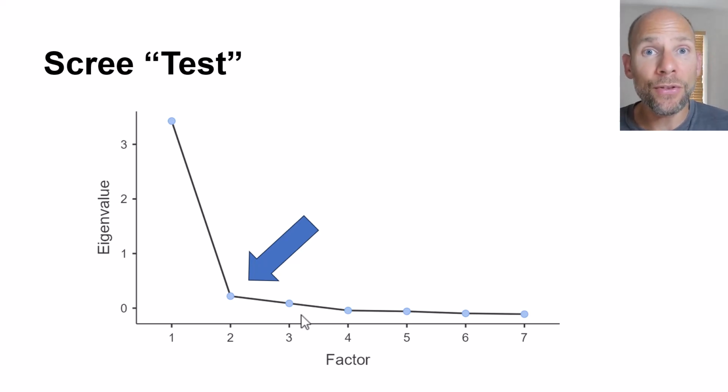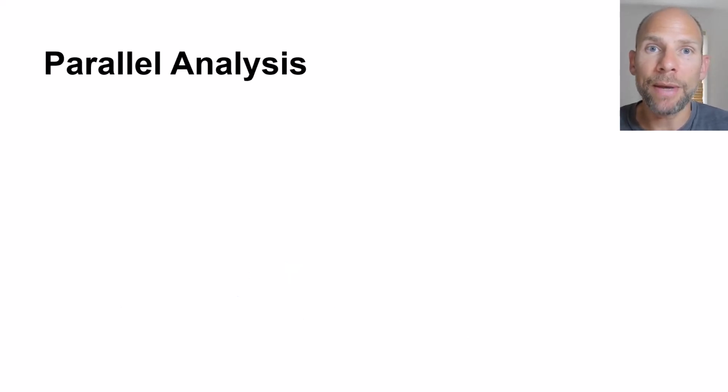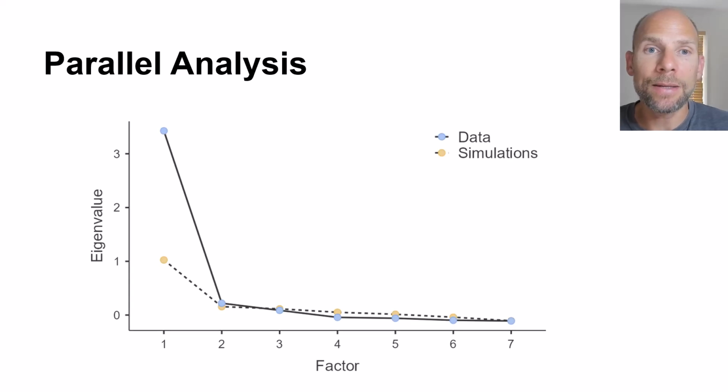Now, there's a third criterion related to the eigenvalues that is actually a really useful criterion for factor selection, and that's called parallel analysis. Parallel analysis not only looks at the eigenvalues of the actual data, like we already did, but it also looks at simulated data.